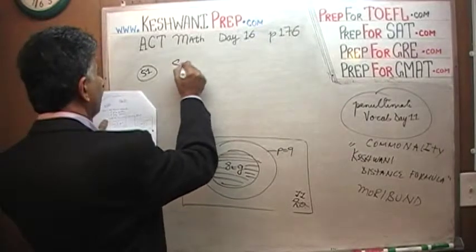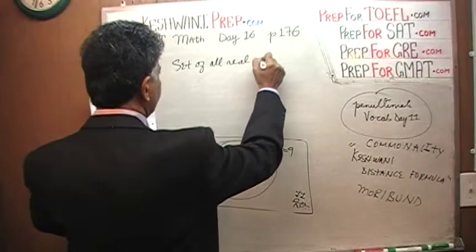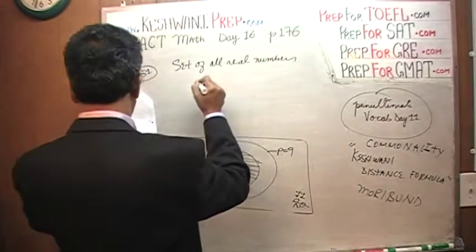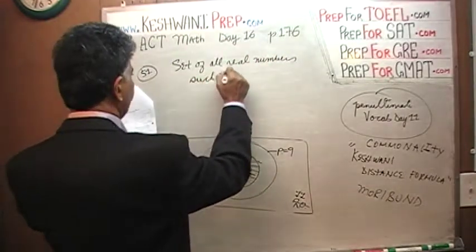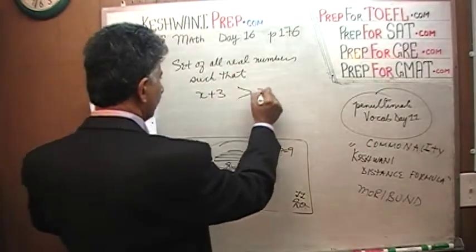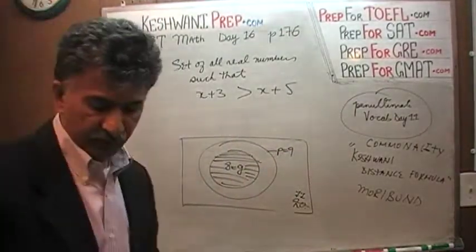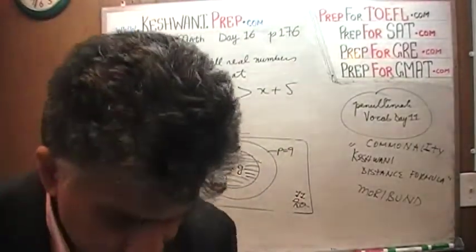Set of all real numbers such that x plus 3 is more than x plus 5. Can you think of a scenario? Can you think of a number? Here is what they're saying.